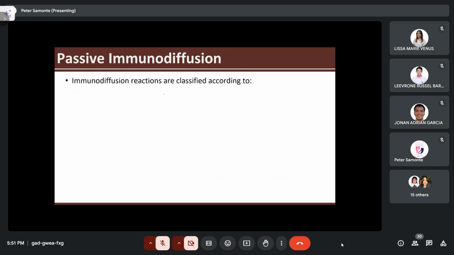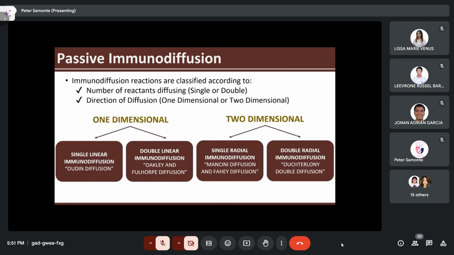Now, immunodiffusion reactions are classified according to the following: the number of reactants diffusing, known as single or double, and the direction of diffusion. The direction of diffusion class could be one-dimensional or two-dimensional. Pag sinabi mong direction of diffusion class, they would have a movement of diffusion. Kung paano sila kumalat, there's a movement of their separation or diffusion.